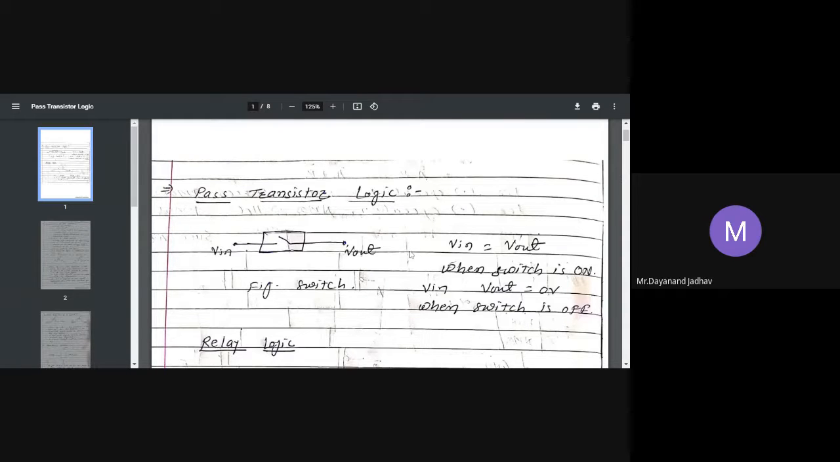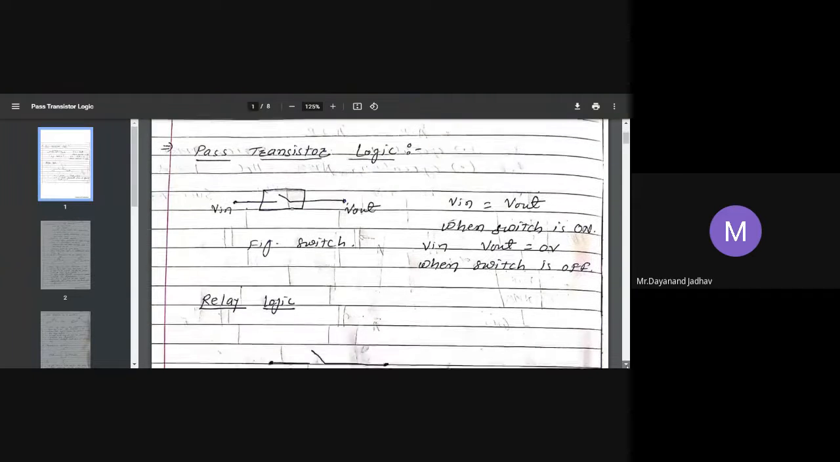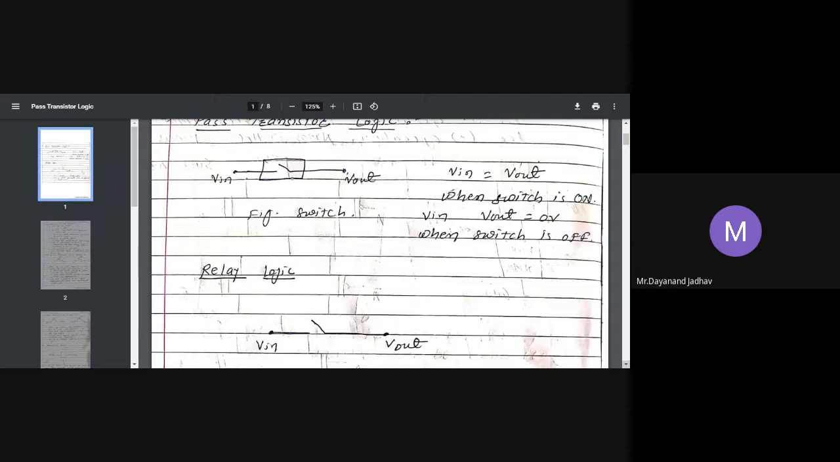Then, pass transistor logic, as we know, the transistor acts as a switch. When we consider V in and V out, V in is the input and V out is the output. This figure shows one of the switches. When V in is equal to some voltage, V out is equal to V in, then we can consider this switch to be on, which means the connection happens, and V in is equal to V out.